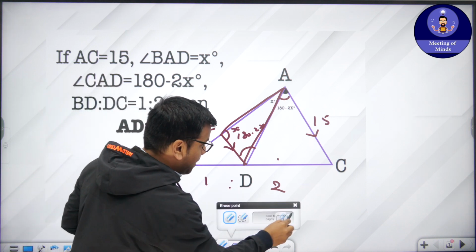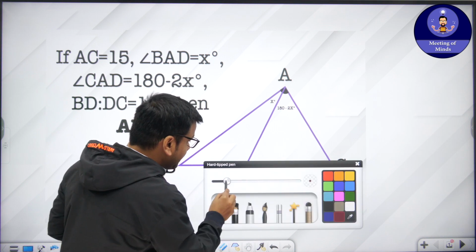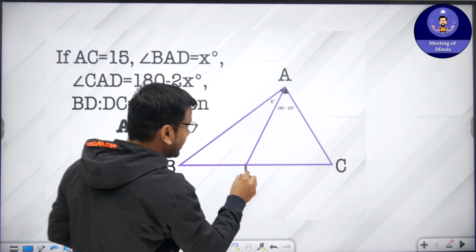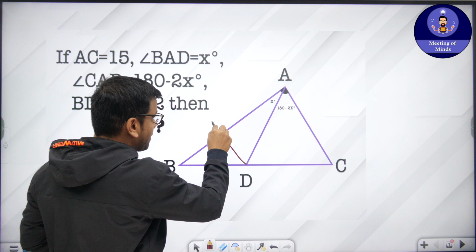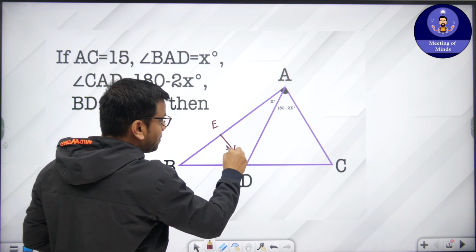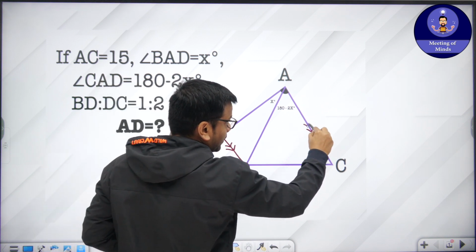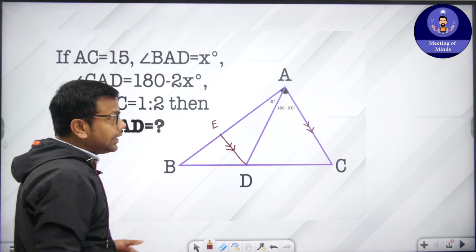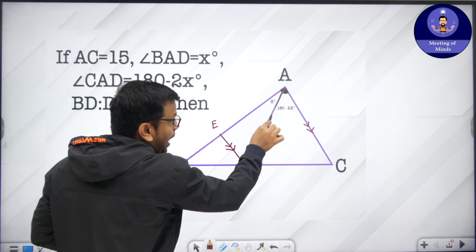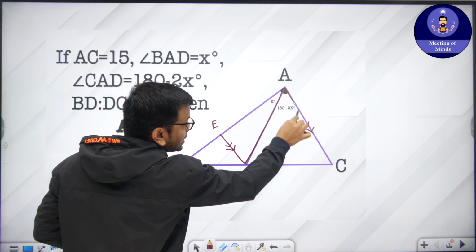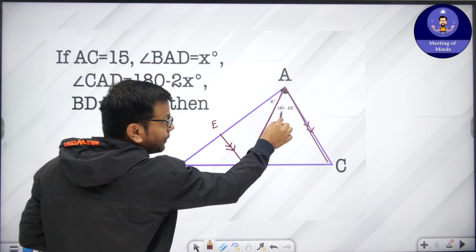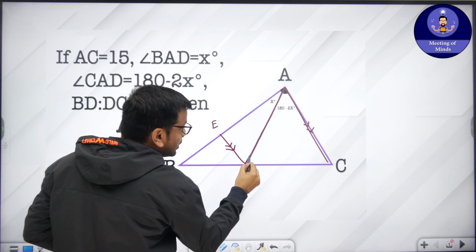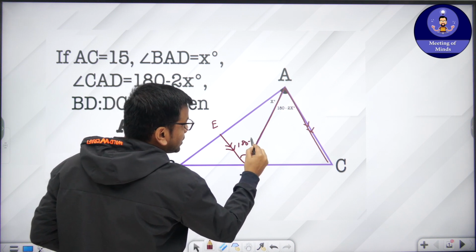Just cross check. The first step is I created a line DE, which is parallel to AC. This is my construction: I created a line DE parallel to AC. With the help of the parallel line property, since these two lines AC and DE are parallel, if this angle is 180 minus 2x, this angle should also be 180 minus 2x.